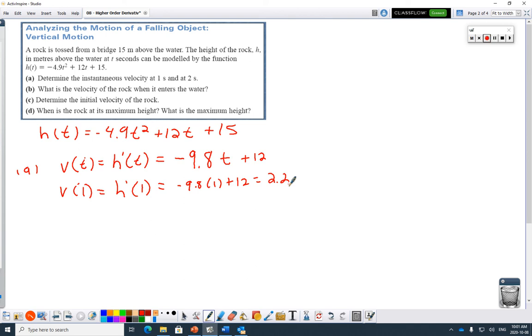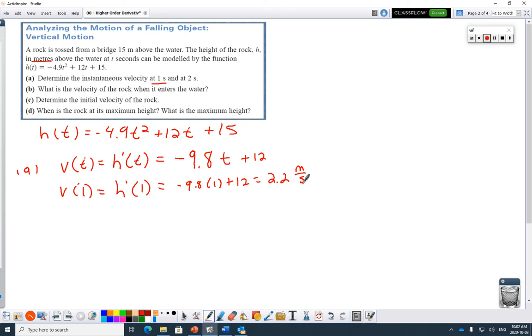2.2. H in meters, velocity in seconds. So we're going 2.2 meters per second. So they say what it was? The rock was initially thrown up in the air. It had an initial velocity of 12. It was thrown up, and then after 1 second, instead of a speed of 12, it had dropped to a speed of 2.2. It was slowing down as it got fired up. So someone's on a bridge, and they fired a rock straight up in the air.